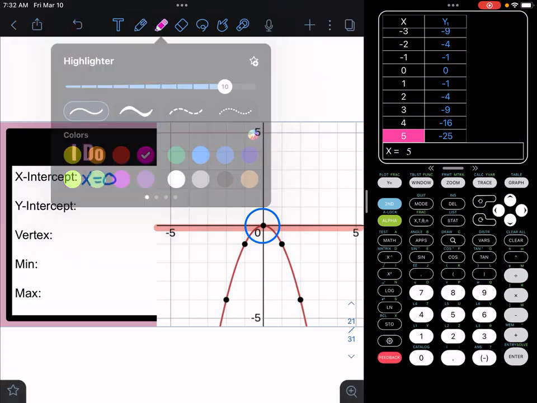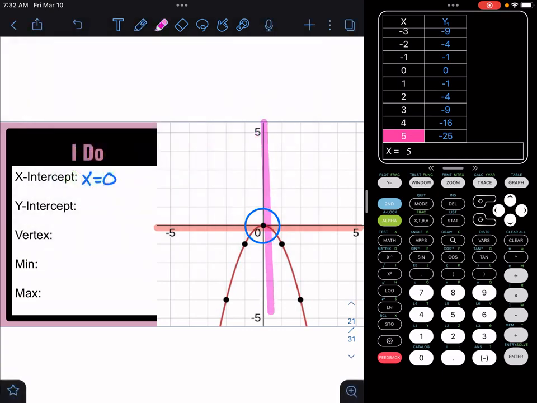And our y-intercept. The y-intercept is where the graph crosses the y-axis. It crosses at y equals 0. Vertex. The vertex is the middle point, the point that is directly in the center, and that here would be that middle point, 0, 0.